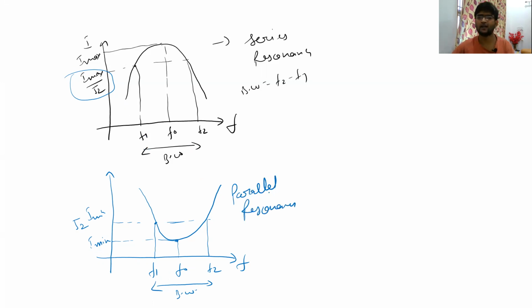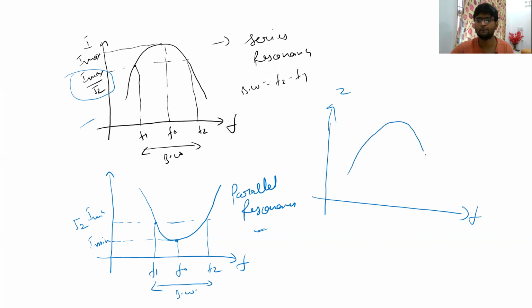So when the current was getting minimum, what was happening to the impedance? The impedance was getting maximum in parallel resonance. So either you can draw this curve, or you can also draw the curve of frequency versus impedance, and it will be similar to the current curve of series resonance. It will be your impedance curve, and your impedance at resonance in a parallel resonant circuit will go to maximum.